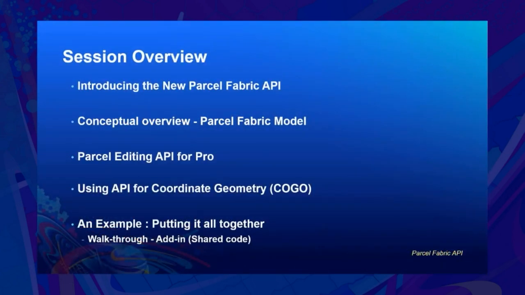And today we're going to start out with some intro. Then we'll review some basic concepts of the Parcel Fabric. Then we'll hone into some of the specific functions with example code and demos and so on, including for working with coordinate geometry, COGO attributes for parcel boundaries, with directions and distances on lines and so on. And finally, we'll show a functional add-in where we've put all the pieces together, and we'll be sharing out that code as well.